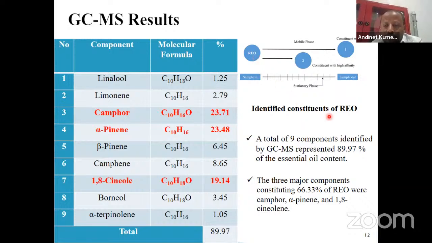So based on what was identified here, a total of 9 major constituents were identified. Among these, camphor, alpha-pinene, and 1,8-cineole are the major constituents that determine the antibacterial and antifungal characteristics of this rosemary essential oil.